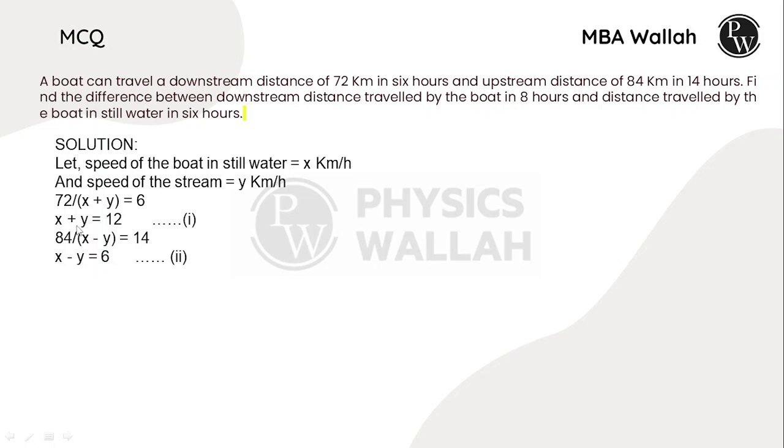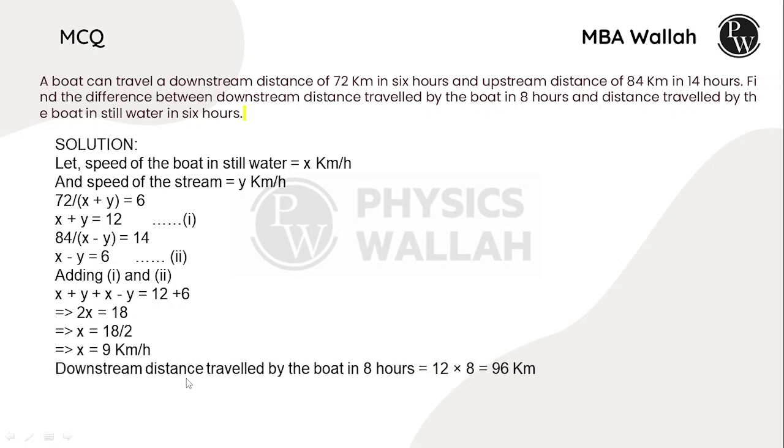So, we are getting two equations, x plus y equals 12 and x minus y equals 6. So adding equation 1 and 2, we are getting x plus y plus x minus y equals 12 plus 6. So plus y and minus y will be cancelled out. So 2x equals 12 plus 6, 18. x equals 18 by 2, x equals 9 km per hour.